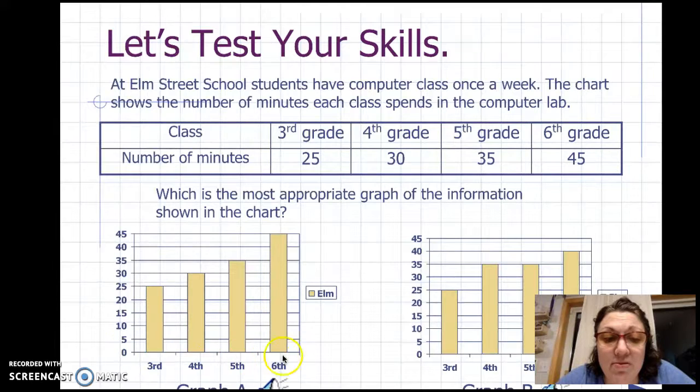The x-axis has the independent variable, which is the grade level. So third is 25, fourth is 30, fifth is 35, sixth is 45. If I look at graph B, third goes to 25, that matches the data in the data table. Fourth goes to 35, that does not match the data in the data table, so that graph cannot be correct.